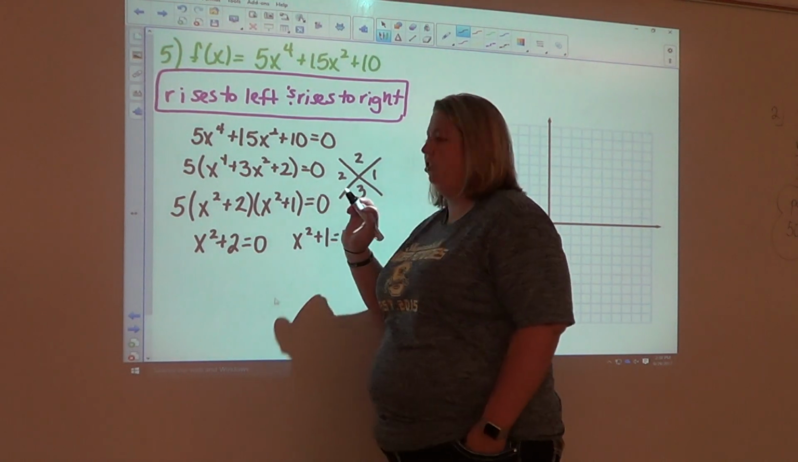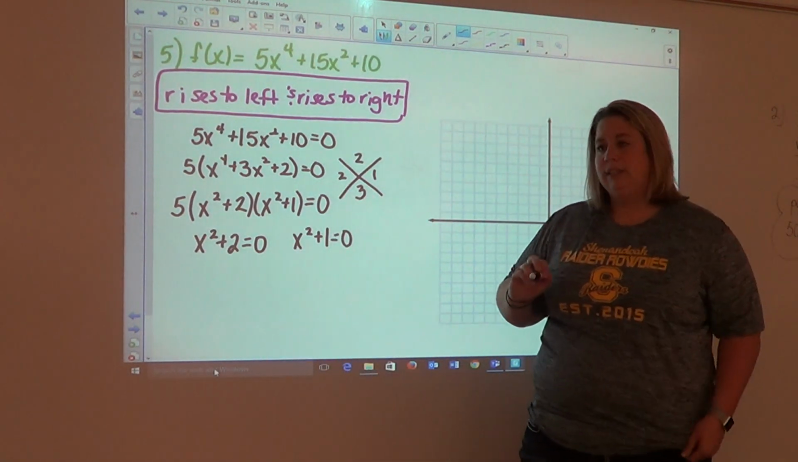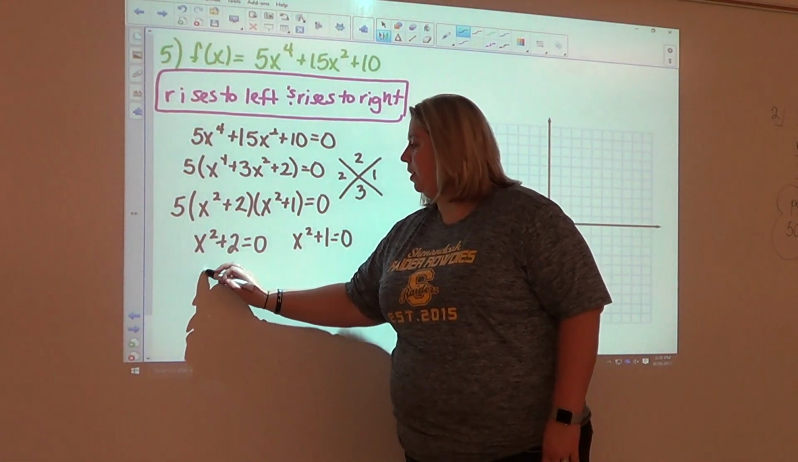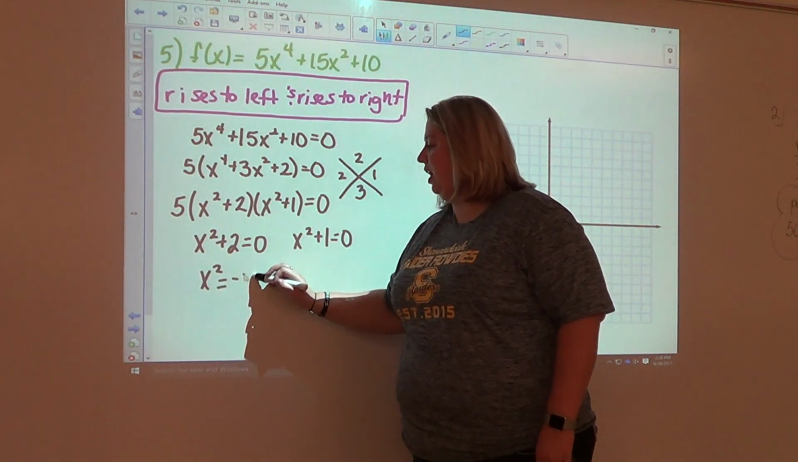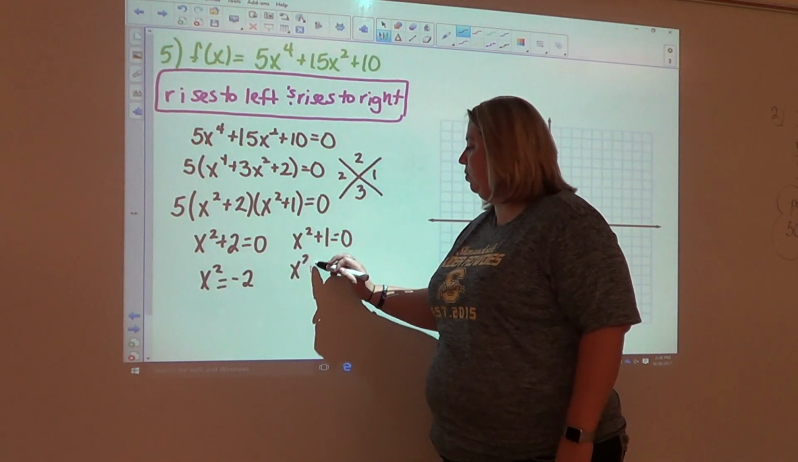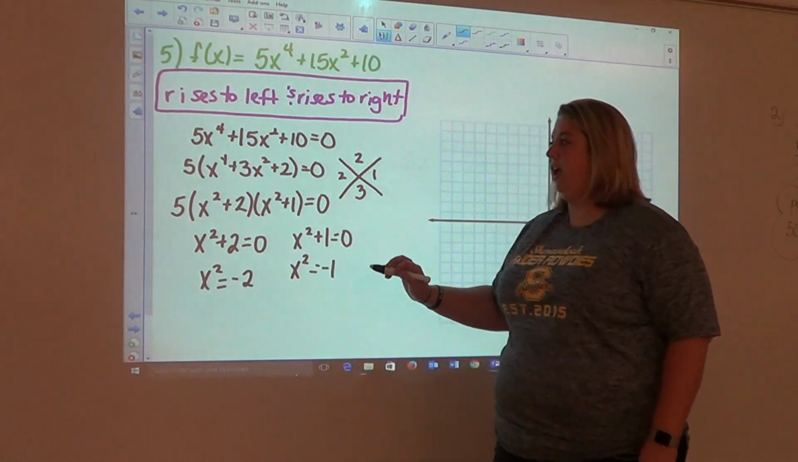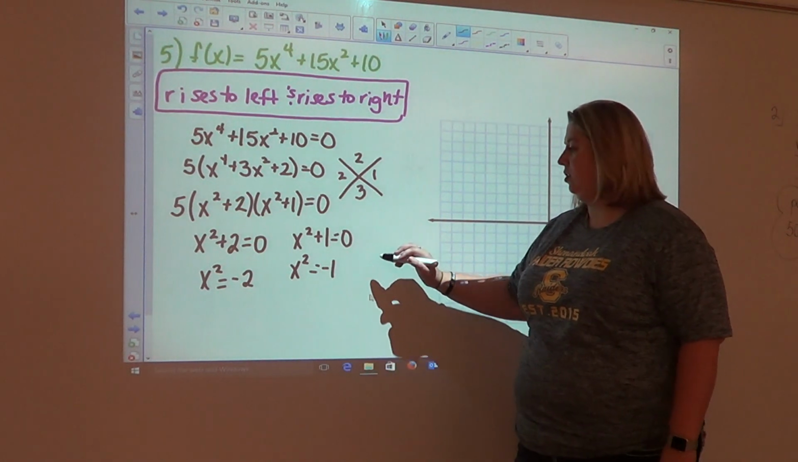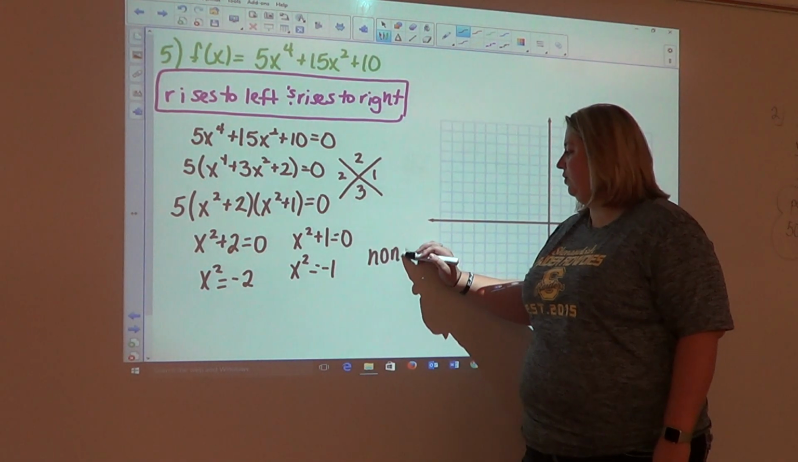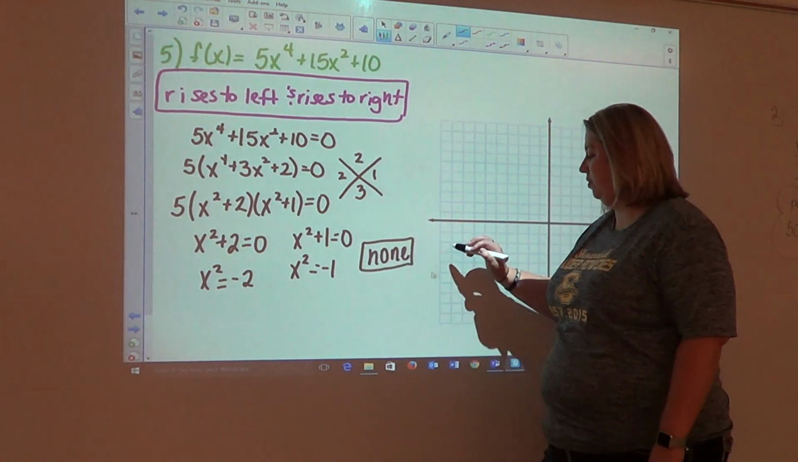Okay, does anybody see an issue yet? Okay, you're going to be taking the square root of negatives, right? Can you take the square root of negatives? Okay, so does this have any zeros? So when it asks for zeros, this would be none.